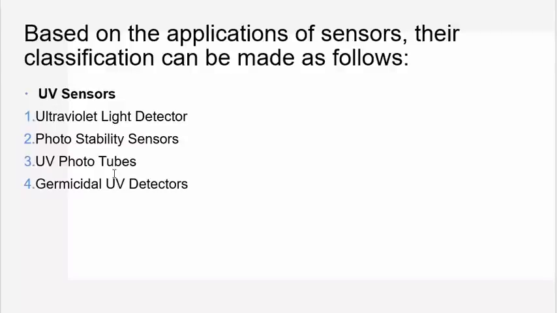And then we have the ultraviolet sensors. We have examples such as the ultraviolet light detector, the photostability sensors, the ultraviolet phototubes, and the germicidal ultraviolet detectors. Nowadays we are familiar with the usage of these UV sensors. In many water stations they have the UV sensor, which is used at the final stage of the filtering to kill, using UV light, the remaining particles that are not appropriate for drinking water. Those are some examples. There are plenty of examples that you can search. If you want to know more about it, you can search the internet.